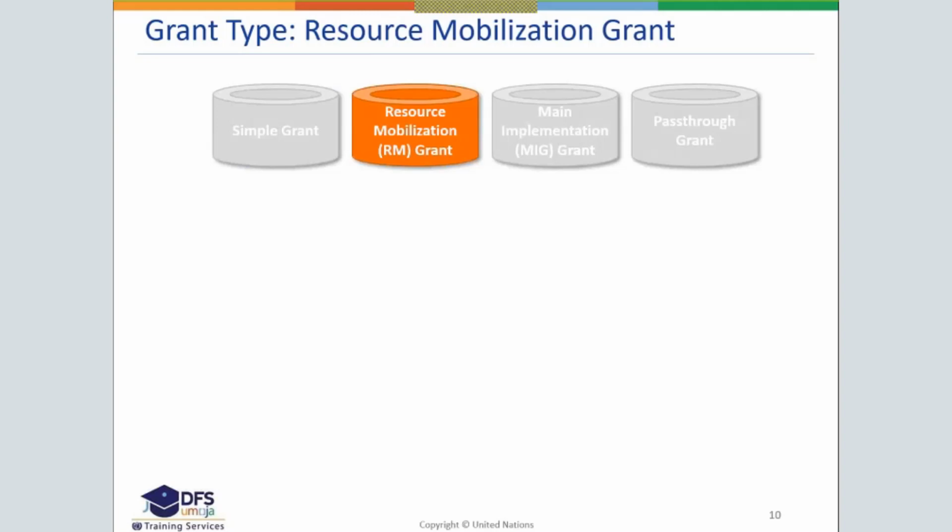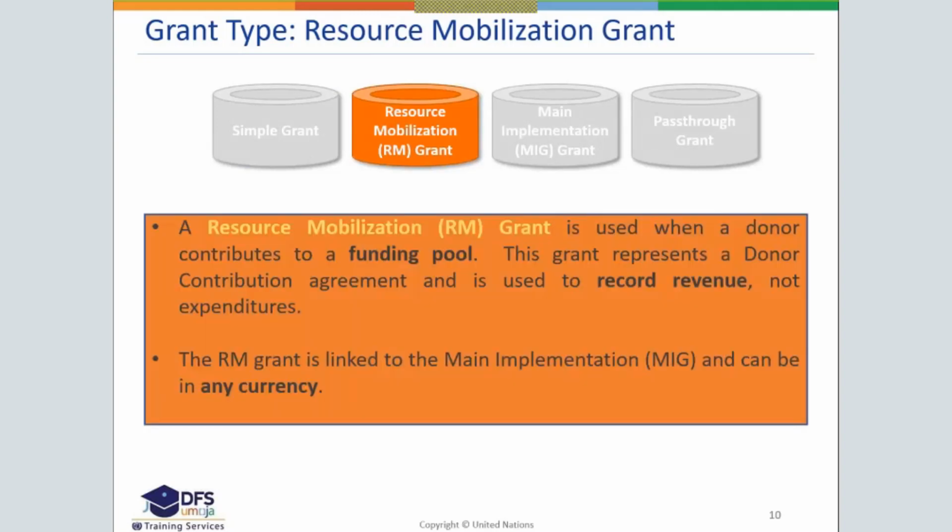Okay. So remember, we have seen what a simple grant is. I will refresh it very quickly. A simple grant is used when we have a single donor and the contribution is done in US dollars. And very important, this donor requires reporting only on its contribution. A simple grant can track revenue and expenditures, important as well.